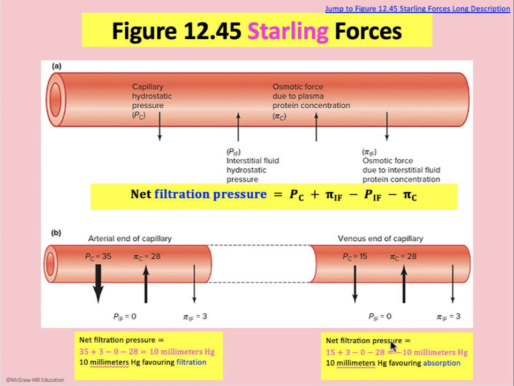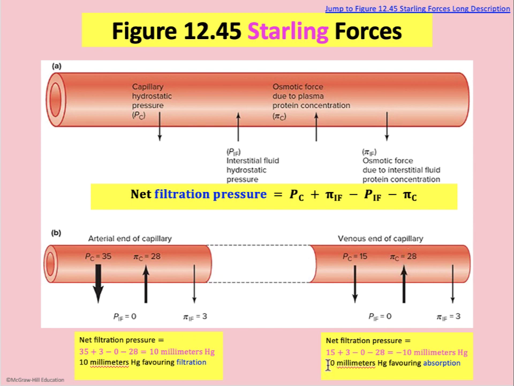On one side of a capillary, and then on the other side of a capillary, the values are taken from these mentioned just above. You can see here the filtration pressure is 10 millimeters of mercury. That means there's a net force pushing fluid out of the capillary in this case. But a short distance away at the other end of the capillary tube, the reverse is true. There the net pressure is to allow some of the fluid at least to re-enter the capillary.